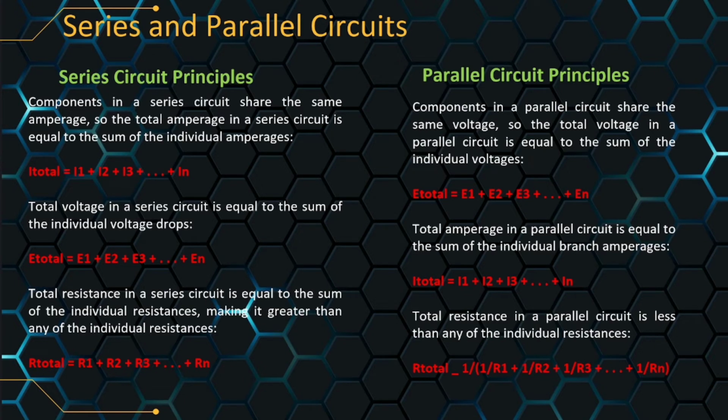So for parallel circuit principles, components in a parallel circuit share the same voltage. So the total voltage in a parallel circuit is equal to the individual voltages. E total is equal to E1 equals E2 equals E3. The total amperage in a parallel circuit is equal to the sum of the individual branch amperages. So I total is equal to I1 plus I2 plus I3 up to In. Total resistance in a parallel circuit is less than any of the individual resistances. So R total is equal to 1 over R1 plus 1 over R2 plus 1 over R3 and so on.